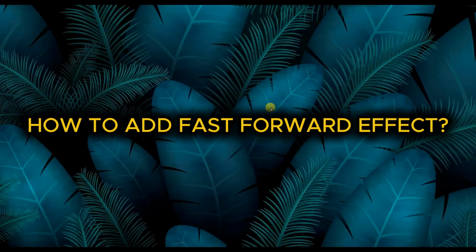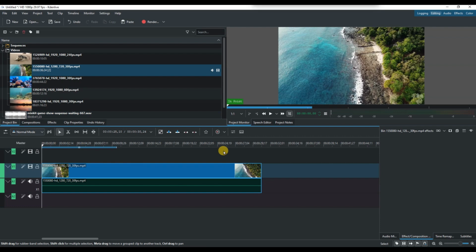How to add fast forward effect in Kdenlive. First of all, open your Kdenlive project and select the clip you want to speed up in the timeline.